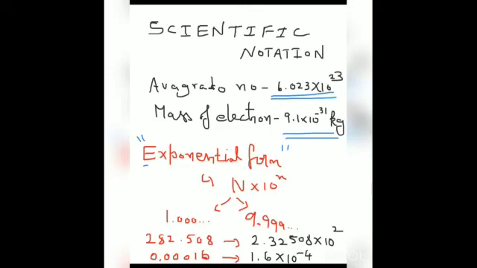Numbers can be represented in the form of N into 10 power n, where N varies from 1.000 to 9.9999. So, for example, if you have to write 232.508, we can write it as 2.32508 into 10 power 2. In the same way, if you have to write the number 0.00016, we can write it as 1.6 into 10 power minus 4.